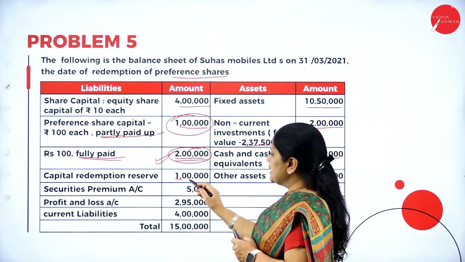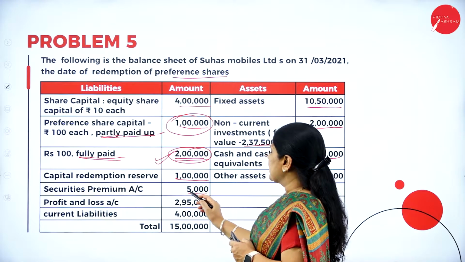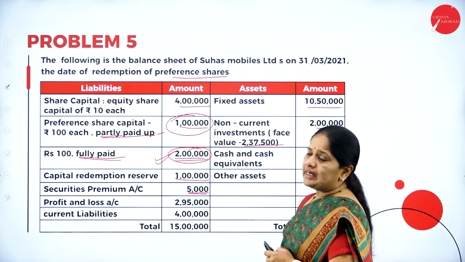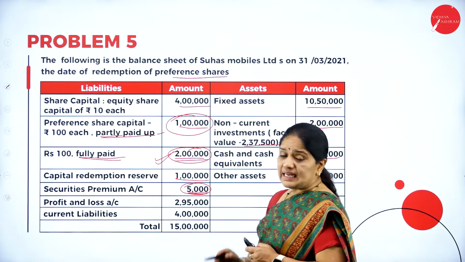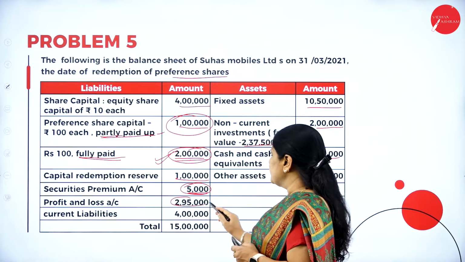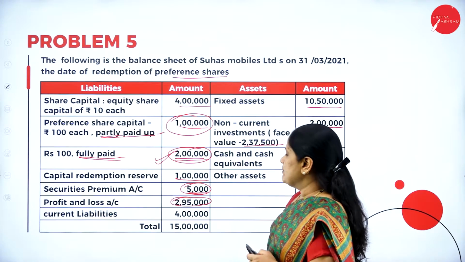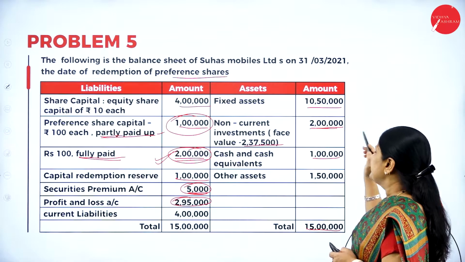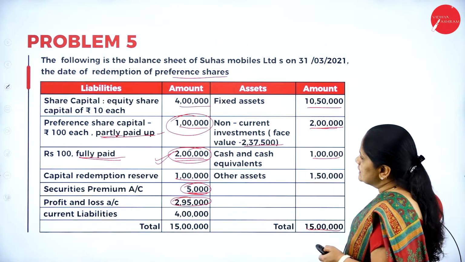Then we have the capital redemption reserve at 1 lakh. Then the securities premium account. Whenever we are paying premium, usually the premium money should be allocated from the securities premium account, and only if it is not sufficient can we consider drawing from the profit and loss account. So this we should keep in mind. Then we have the investments which are being sold. Then we have the cash balance. So we have just analyzed this.